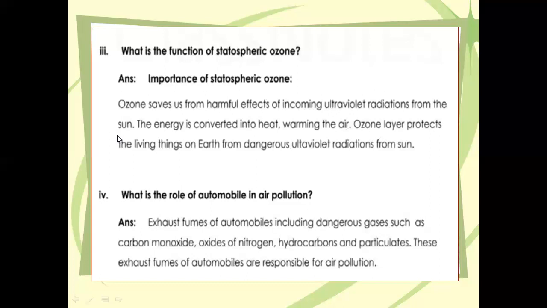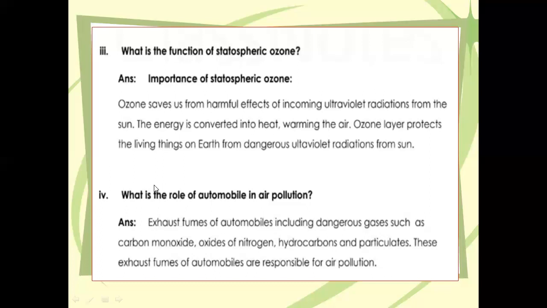The ozone layer protects living things on Earth from dangerous ultraviolet radiations from the sun. So this is the importance of ozone: it filters the ultraviolet radiations which come from the sun and converts them into heat. That heat increases the temperature of the stratosphere.